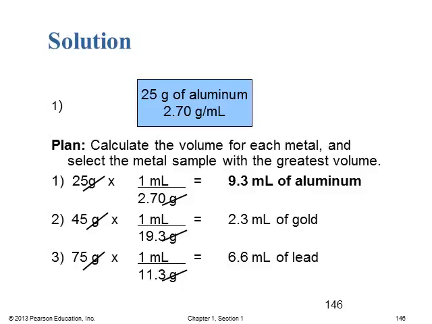So in each of the cases, we will be multiplying the given mass by the inverse of the density, so the 1 milliliter over the value of mass in the density. So in the first one, 25 grams times 1 milliliter per 2.70 grams, we get 9.3 milliliters. The second one, we get 2.3 milliliters of gold, and the third one, we get 6.6 milliliters of lead. So the largest volume is of the aluminum, so that displaces the water the most. So choice 1 is the correct answer.